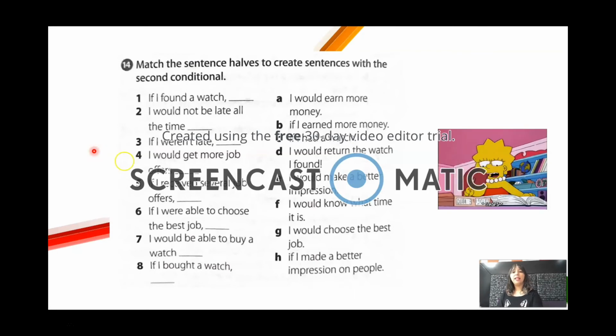Okay? Let's read the letters. Letter A, I will earn more money. B, if I earned more money. C, if I had a watch. D, I will return the watch I found. E, I will make a better impression. F, I will know what time it is. G, I will choose the best job. And H, if I made a better impression on people. Okay? So, the first tip is done. We read all the sentences, okay?